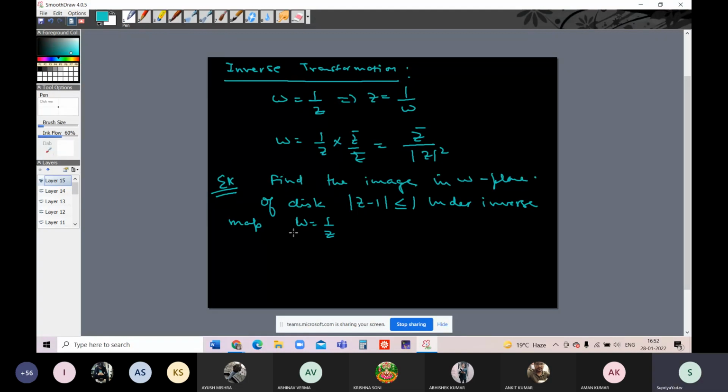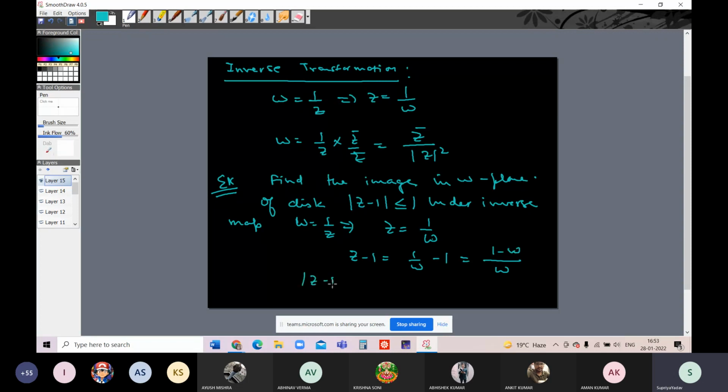Okay, so w is equal to 1 by z. We can take w as u plus iv. So this can also be written as z is equal to 1 by w. So we have to find the image of this mod z minus 1 less than or equal to 1. So z is 1 by w, so z minus 1 will be 1 by w minus 1, which will be 1 minus w upon w.